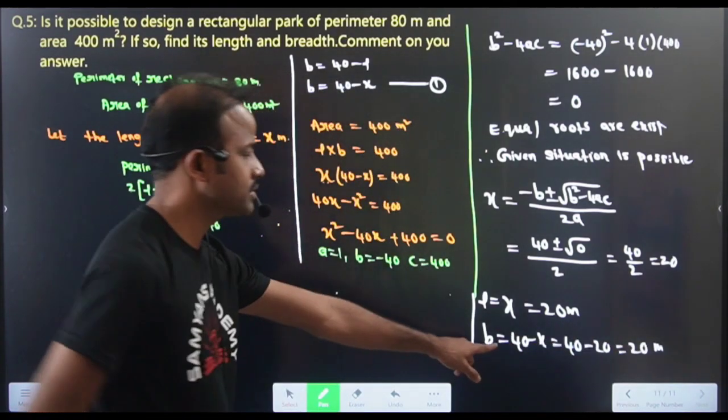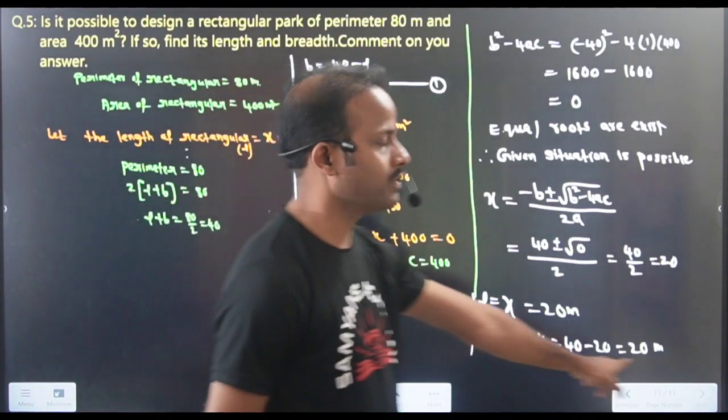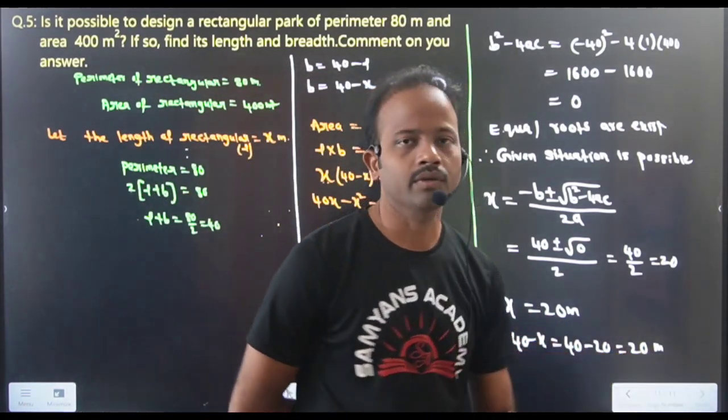ఓకే, ఇది ఎట్లా వచ్చింది? b ఈక్వల్ 40 మైనస్ ఎక్స్ ఫ్రమ్ ఈక్వేషన్ 1. ఫ్రమ్ ఈక్వేషన్ 1 b ఈక్వల్ టు 40 మైనస్ ఎక్స్, 40 మైనస్ 20 ఈక్వల్ టు 20.